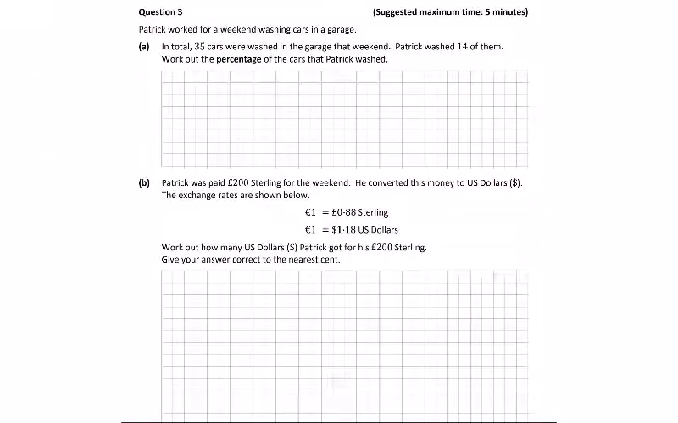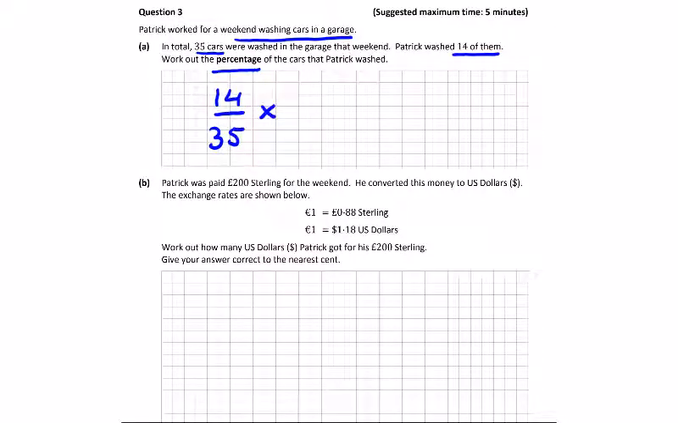In question 3, we're looking at a percentage question to begin with. Patrick, and it was Patricia, worked in washing cars for the weekend. In total, 35 cars were washed. Patrick washed 14 of them. Work out the percentage of the cars that Patrick washed. He washed 14 out of 35.